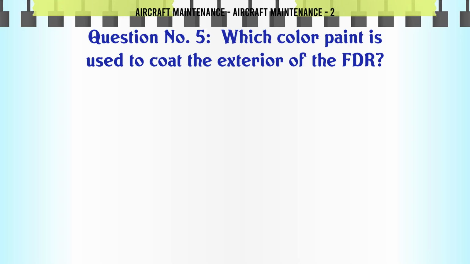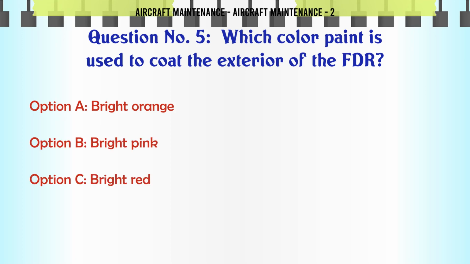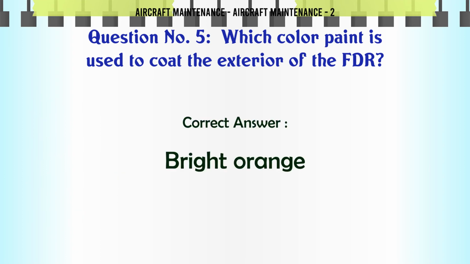Which color paint is used to coat the exterior of the FDR? A. Bright Orange. B. Bright Pink. C. Bright Red. D. Bright Black. The correct answer is Bright Orange.